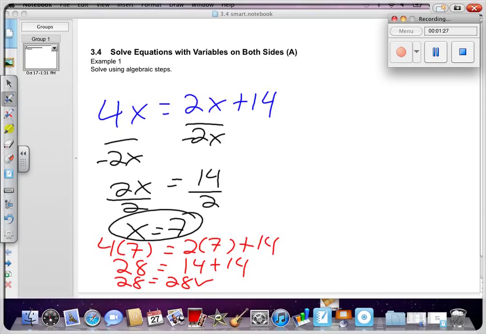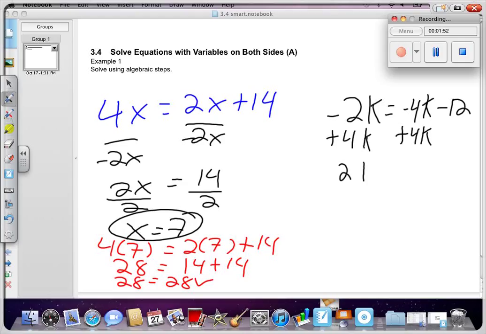Okay, so let's try B. Now B is a case where we wouldn't do that. What would happen if I moved 2k to the other side? What would happen to that side of the equal sign? There wouldn't be anything there, and you can feel free to do that, but a lot of people forget to bring the 0 down. In this case, I'm going to add 4k to both sides, and I'm going to get 2k equals negative 12. And then I'm going to divide both sides by 2, and I get k equals negative 6.